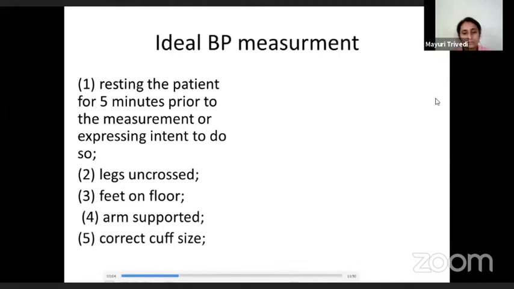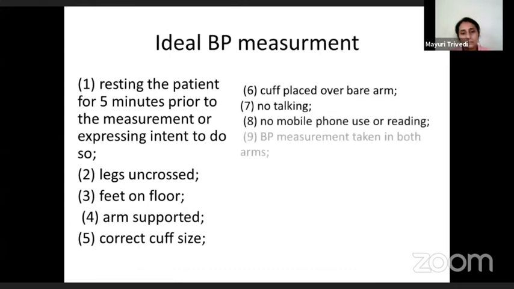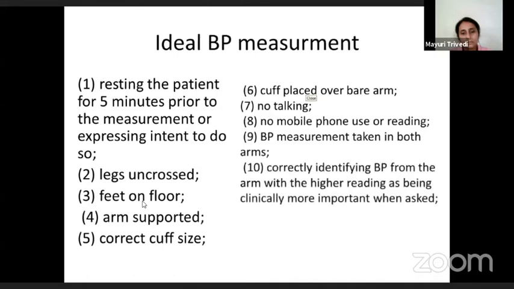Cuff जो size होती है, that should be the right size. You know, the cuff size should be based on the arm circumference, and should be placed on the bare arm. या आप भी एक shirt or coat or साड़ी के ऊपर नहीं cuff रहना चाहिए. And you should not be talking. You should not be using a cell phone or reading. And ideally, blood pressure should be measured in both arms. And you should correctly check the blood pressure from the arm that is with a higher reading.